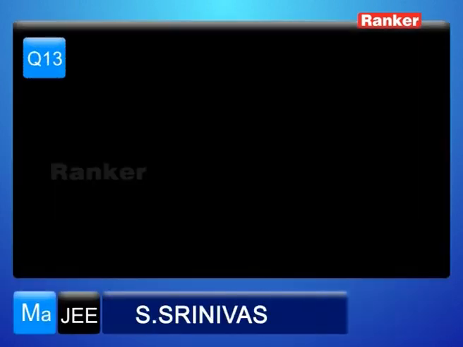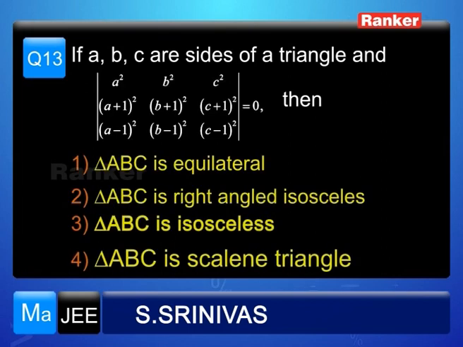Question number 13. If a, b, c are the sides of a triangle ABC, let capital ABC we can assume, and the determinant a square, b square, c square in the first row, (a plus 1) whole square, (b plus 1) whole square, (c plus 1) whole square in the second row, (a minus 1) whole square, (b minus 1) whole square and (c minus 1) whole square in the third row equals 0. Then the triangle ABC is equilateral, right angled isosceles, isosceles, or fourth option, a scalene triangle.